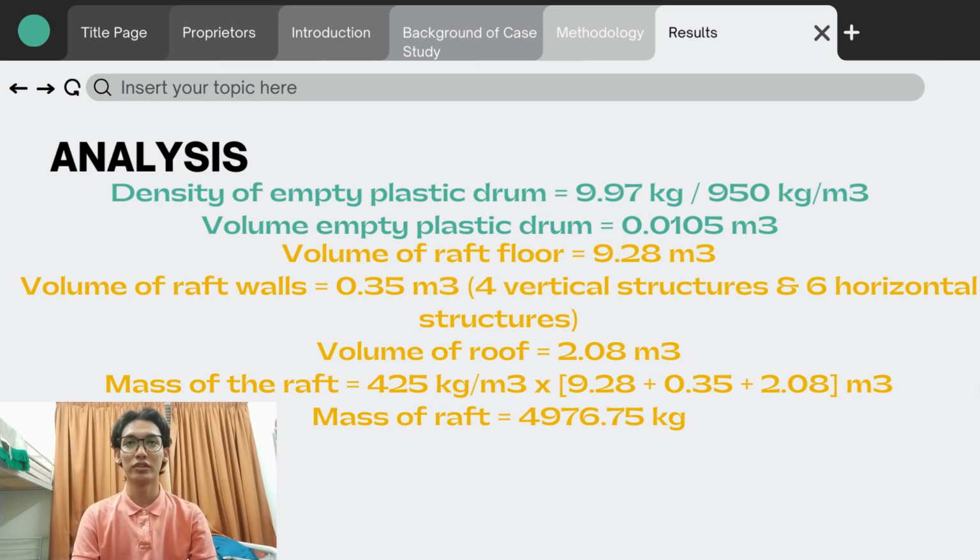Last but not least, we have to find the minimum amount of barrels needed to float the raft. After we did the calculation, we know that 20 barrels of 200 liters are needed in order to provide enough floating force to the raft house. In this case, 34 barrels are being used, which is more than enough.